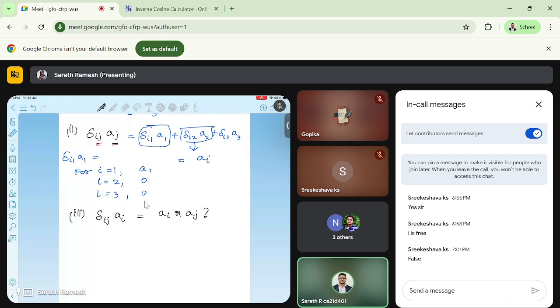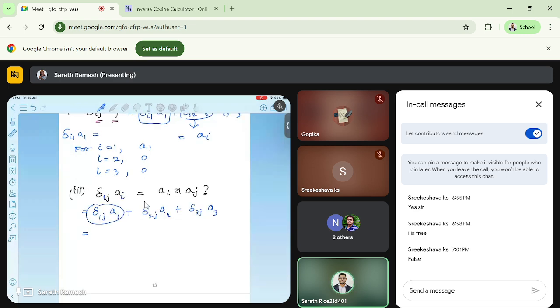So I is my dummy index. So delta 1j a1. Dummy index means what we have to do? We have to sum it from 1 to 3. So delta 2j a2 plus delta 3j a3. Okay, so I have written from 1 to 3. So this is equal to, now this expression only for j equal to 1 will be 1, otherwise it's going to be 0, right? For j equal to 2 it's 0, j equal to 3 it's 0.